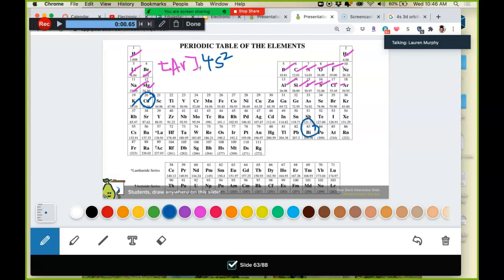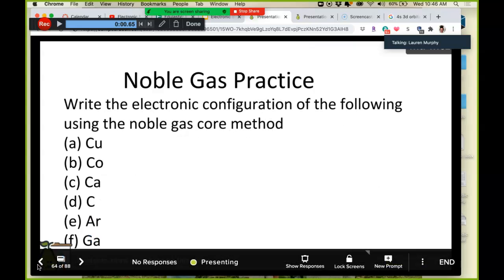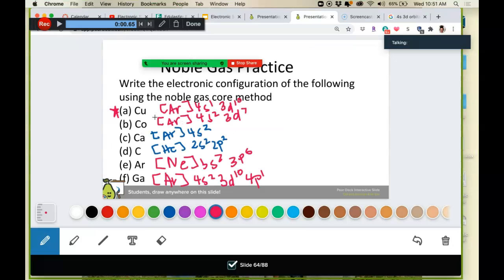So this is calcium's noble gas notation. I would like you to please try the rest on your own, and then we will go over them. Remember that copper is one of our exceptions to the Aufbau principle.